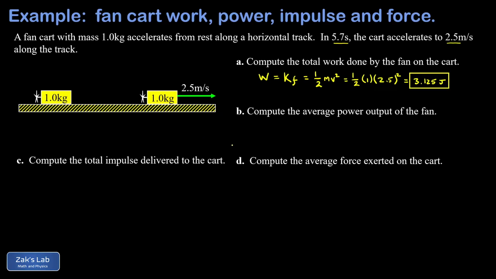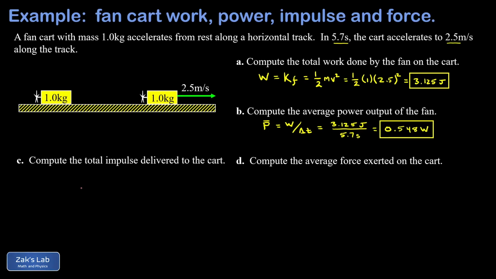In part B, we're asked for the average power output of the fan, and that's just the rate of the energy transfer, or the rate at which work was done. And we plug the numbers in. The total work done was 3.125 joules. The time it took was 5.7 seconds. And to 3 sig figs, we get 0.548 watts.